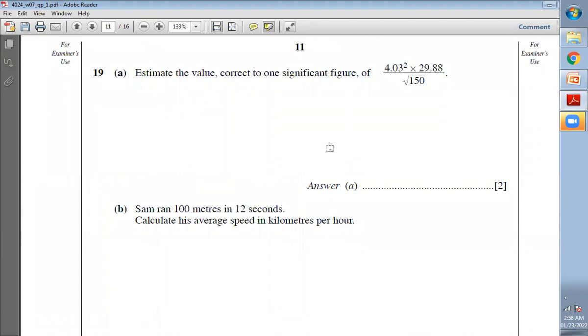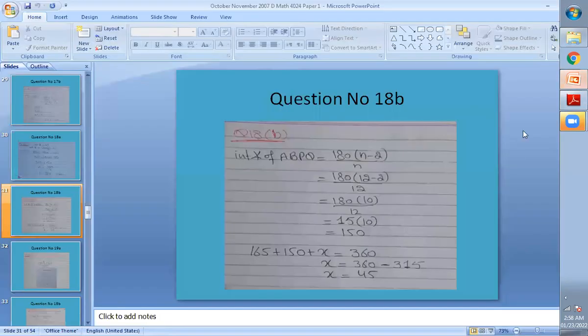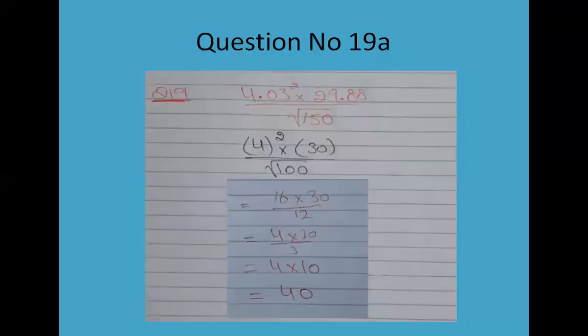Question number 19 is coming up on your screen. He says, estimate the value correct to one significant figure. You have 4.03 squared, so it will be 4 squared, 29.88, it will be 30. So under root 150, that will be under root 144. It's a 2-mark question, so let me show you how I have done this. So you have 4.03 squared, it will be 4 squared, 29.88, it will be 30. Under root 150, it will be 144. So by mistake, I wrote here 100.